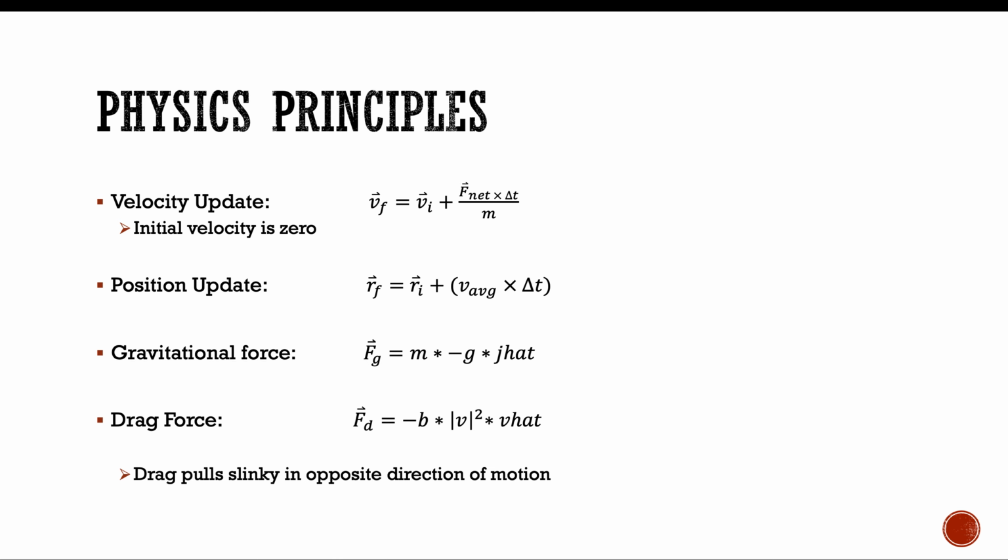Some physics principles that we used for this experiment are the velocity update formula, the position update formula, the gravitational force formula, and the drag force formula. Just to clear up some thoughts on the constants, g is negative 9.8, the gravitational constant, and b depends on the experiment, which you find using trial and error. The drag force pulls the slinky in the opposite direction of the motion. To find the drag force, it is negative b times the absolute value of velocity, which is speed, squared, times v hat.